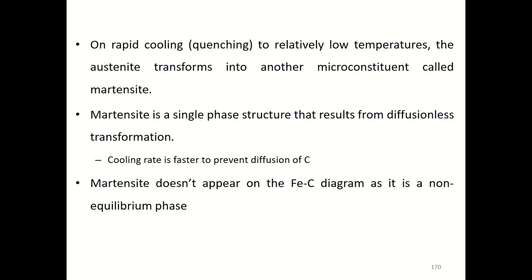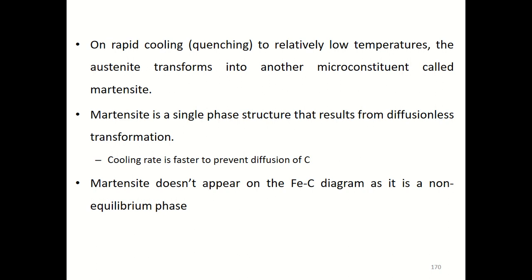Martensite is a single phase structure that results from a diffusionless transformation. There's no diffusion because the cooling rate is too fast to allow diffusion of carbon. I told you martensite doesn't appear in the Fe-C diagram because it's a non-equilibrium phase, formed by non-equilibrium cooling, a quenching operation. It's a rapid cooling operation, whereas the Fe-C diagram is an equilibrium diagram that portrays only equilibrium states or equilibrium cooling.